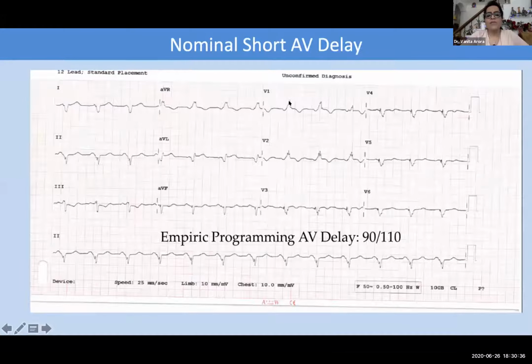We achieved V1 to be positive. We achieved a lead 1 to be negative, which is very beautiful. And a standard AV delay was programmed to 90 and 110 milliseconds as per the device default. The QRS is good, the results look good, but if you look at lead 2, there is a notch present right in the beginning of the QRS. There is a notch which actually is not a good indication.